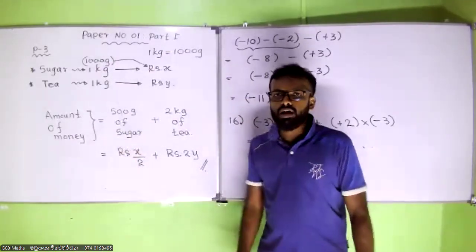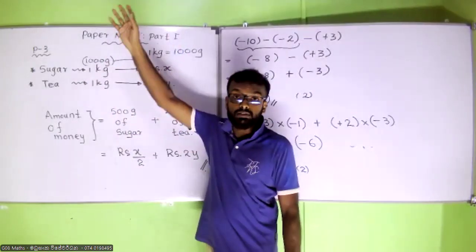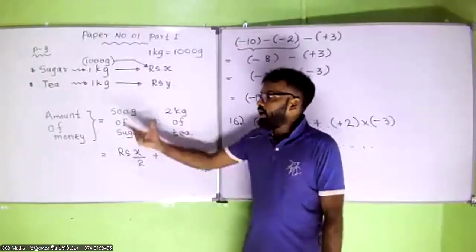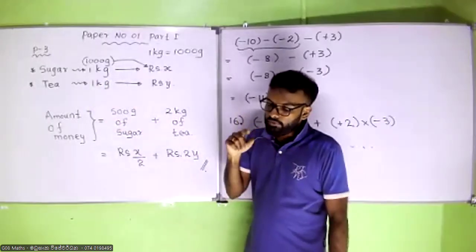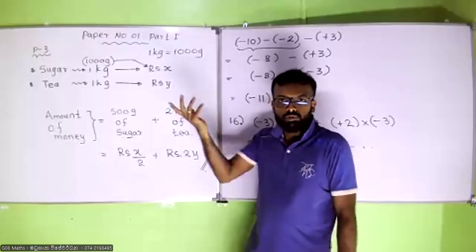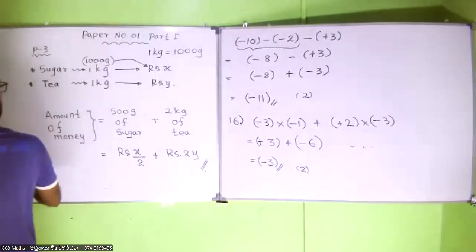So this is your answer step by step. When you have 500 grams, how to obtain the price of 500 grams when I have the 1000 grams price. Then for 2 kilograms of tea, I have been given the price of 1 kilogram of tea, and if I need to get the 2 kilograms of tea I need to multiply this by 2. 2y, done. Alright, so that is the answer for the 17th one.